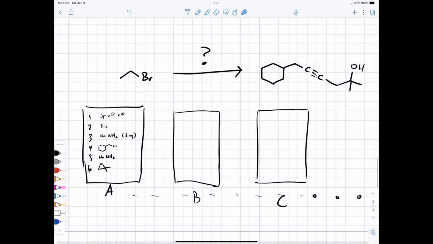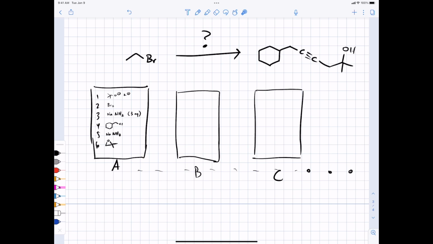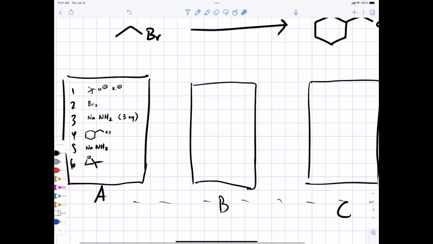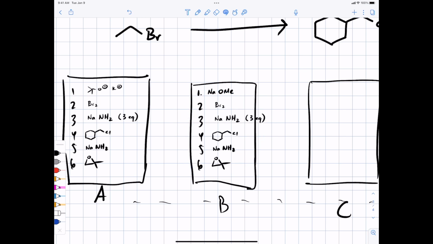Right. So at this stage, the synthesis is pretty straightforward in the sense that I'm having a hard time thinking of bad options. Let's see if we can come up with a bad option. Okay, here's a bad option. Let's use as a base sodium methoxide, and then we'll keep everything else the same. What's my problem there?